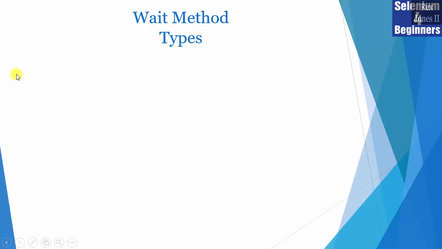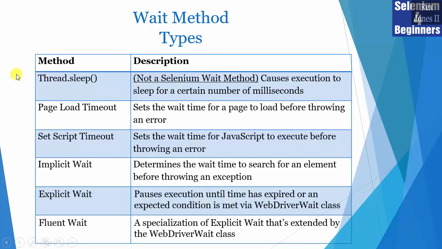The exception shows up because our test script is attempting to interact with an element that could have changed or may not be available. We have 5 Selenium wait method types to handle dynamic elements. Thread.sleep is not a Selenium wait method, although it causes execution to pause or sleep for a certain number of milliseconds. I added it to this list because many automation engineers implement thread.sleep as a wait method. However, it is not a wait method, but it is a sleep method.